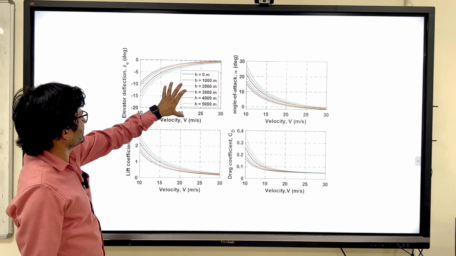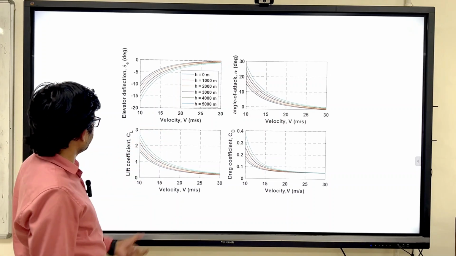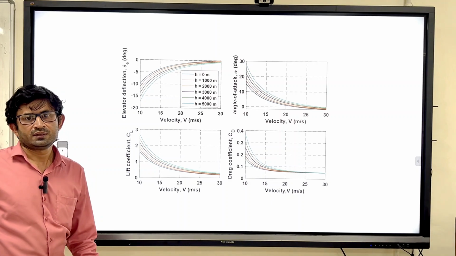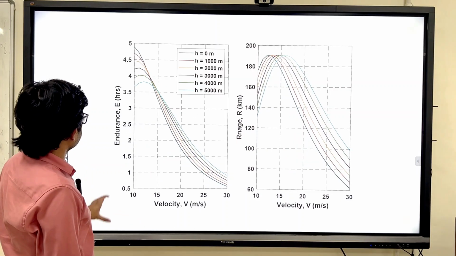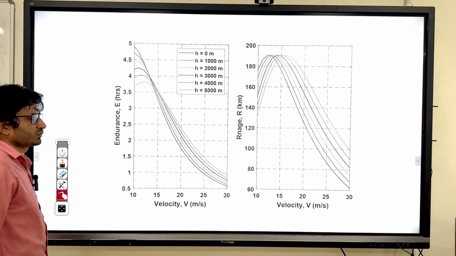So this is a trim deflection at a different altitude, angle of attack, CL, CD, each thing you can explain. If you have any doubt, then you can contact me. And this is the endurance plot at a different altitude. So this is all about the unmanned aircraft.